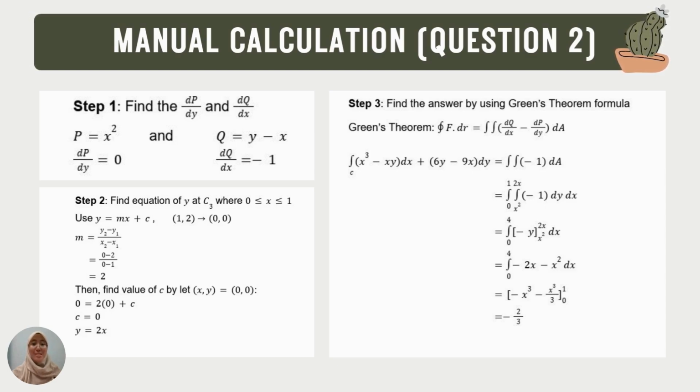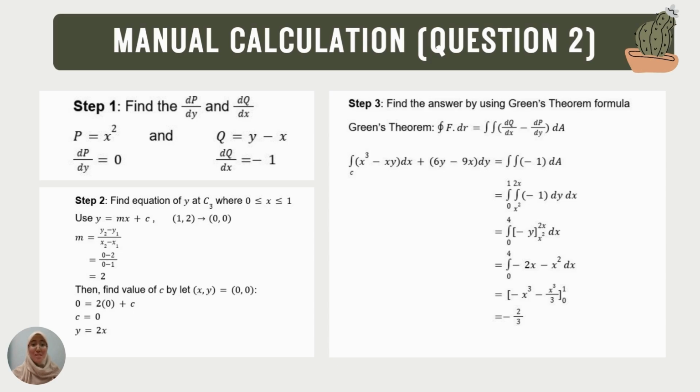For step 2, we find the equation of y at C3, where the interval of x is from 0 to 1. We will apply the general equation of a line, y equals to mx plus c, for the coordinates 1, 2 and 0, 0. We find the value of m, which is the gradient, by using the formula y2 minus y1 over x2 minus x1. We substitute all the values using the coordinates that I have mentioned just now. Then we got the answer of m equals to 2.